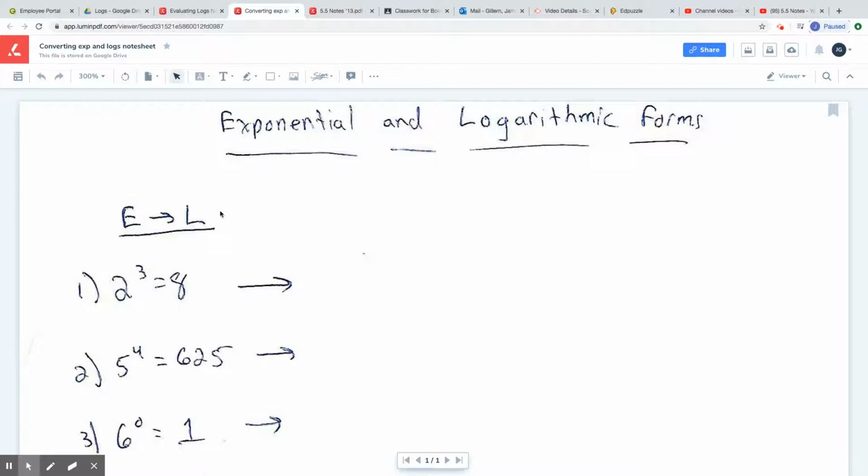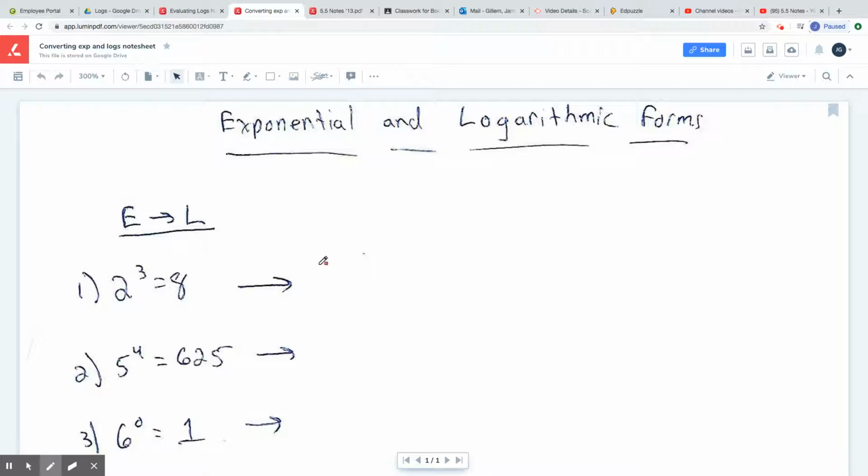So the first thing is how we can change. If you look here, we have 2 to the cubed equals 8. That's an exponential form. What if I want to convert this to a log? That's what the E arrow L means. We're going to convert an exponential form to a logarithmic form.